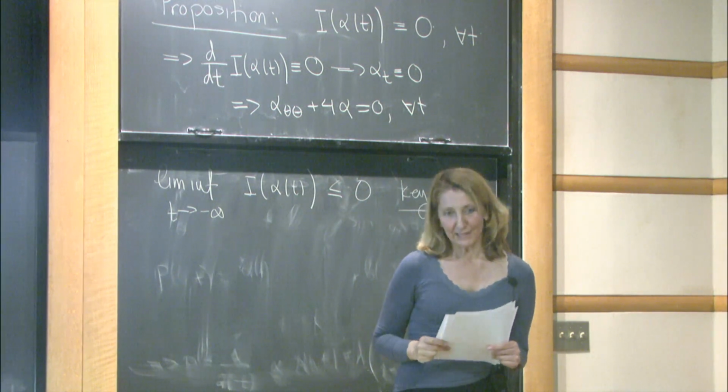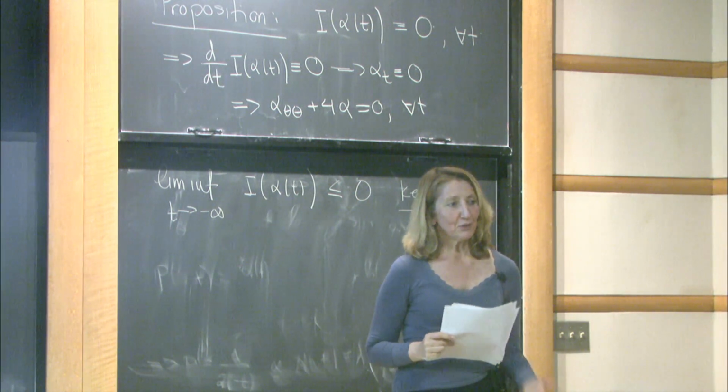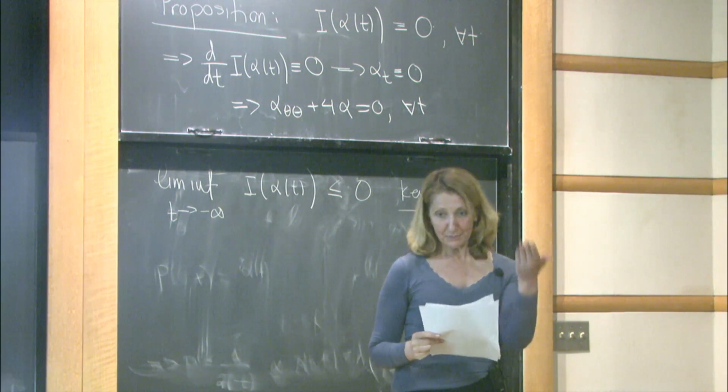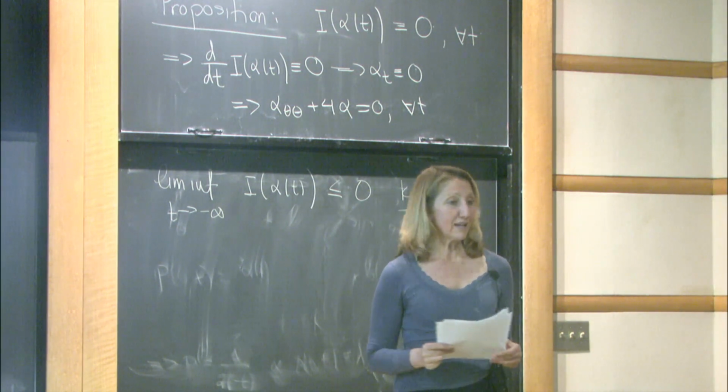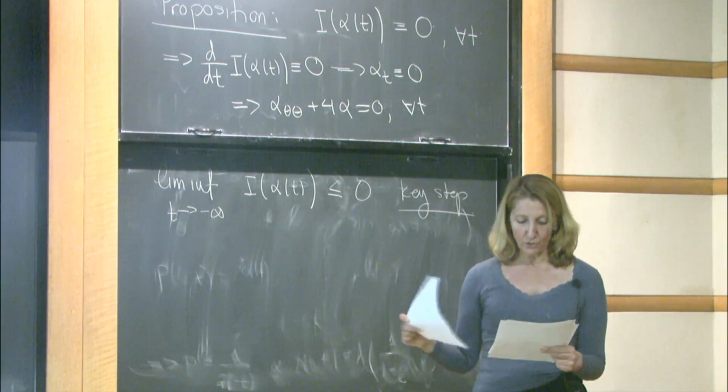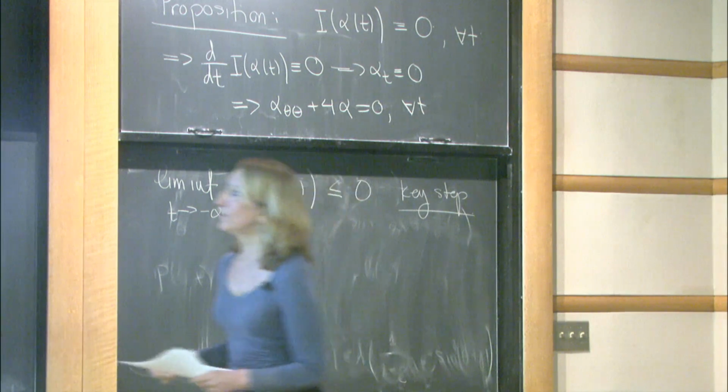It's negative, it's less than or equal to 0, because it decreases, and then it becomes 0. Therefore, it has to be identically equal to 0. So the key step is to show the lim inf of this.